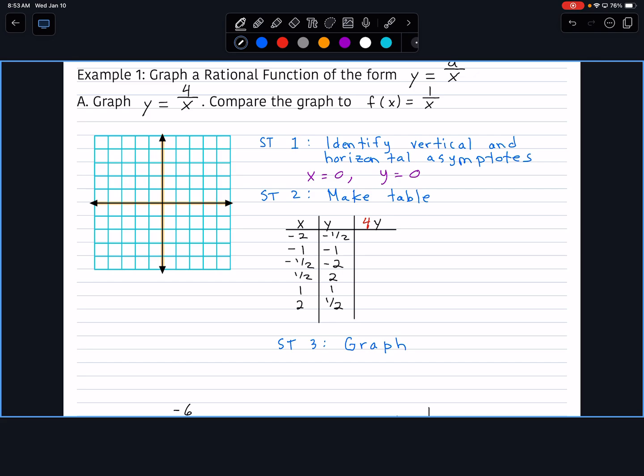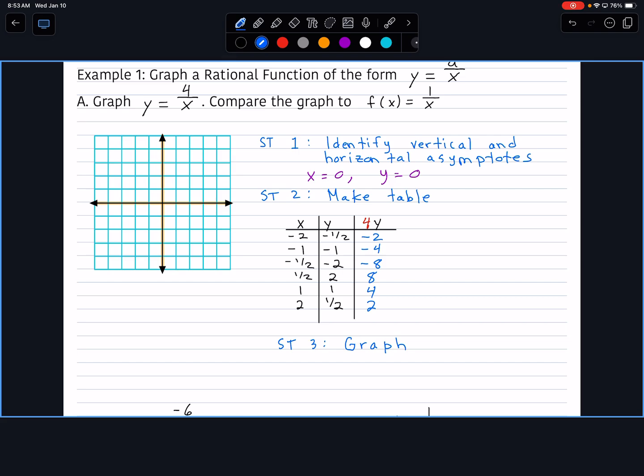So in this case, let's do that. I'm going to take 4, multiply it to -1/2. I get -2. I take 4, I multiply it to -1. I get -4. I take 4, I multiply it to -2. I get -8. I take 4, I multiply it to 2. I get 8. I take 4, I multiply it to 1. I get 4. And then I take 4 and I multiply it to 1/2 and I get 2. So let's graph those points.